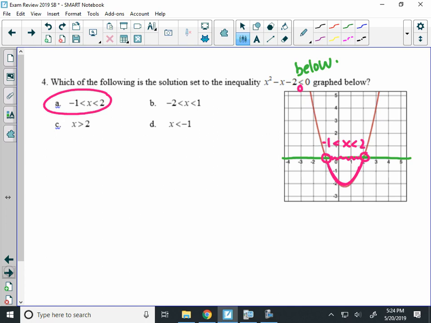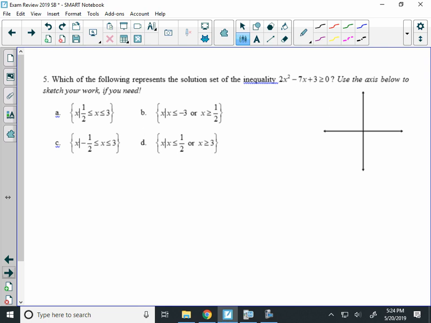Here's another quadratic inequality in number 5. We're going to have to do a little bit more work here. It says, which of the following is the solution to 2x squared minus 7x plus 3 greater than or equal to 0? So first, I need to find the solution. It looks like it's going to be at 1/2 and 3, but we don't know positive or negative. So we're going to have to factor. 2 times 3 is 6. Two numbers that multiply to 6 and add to -7 would be -6 and -1. So when we factor here, I get 2x squared minus 6x minus 1x plus 3.